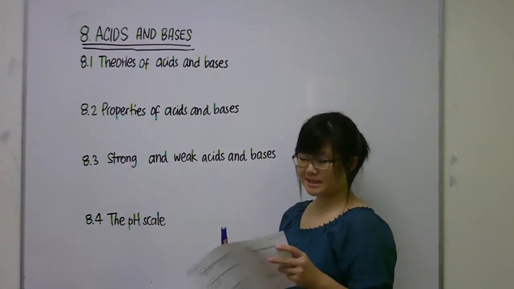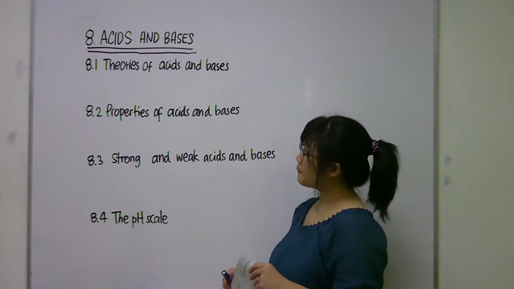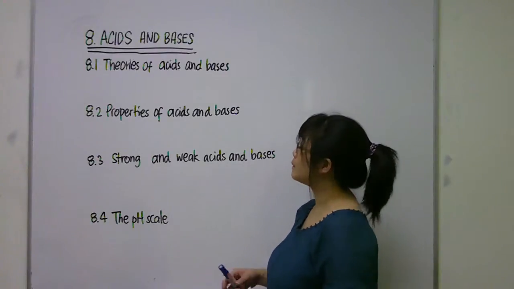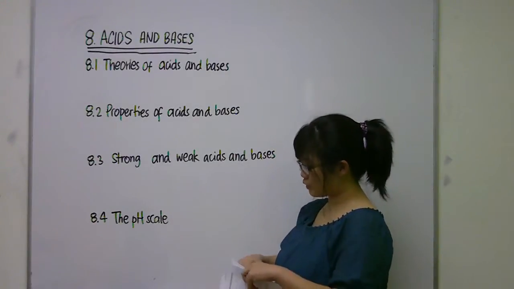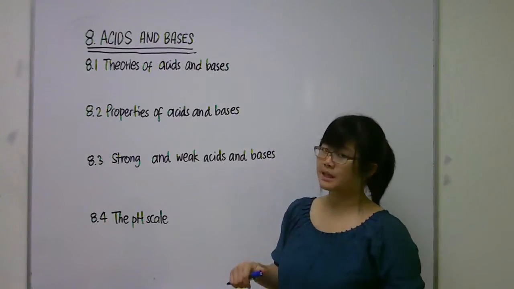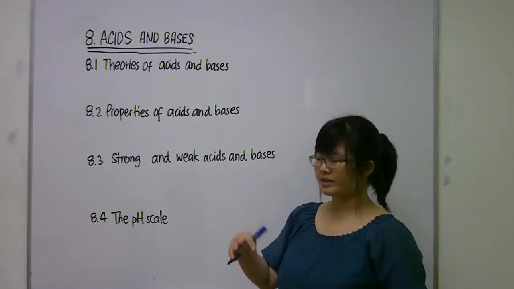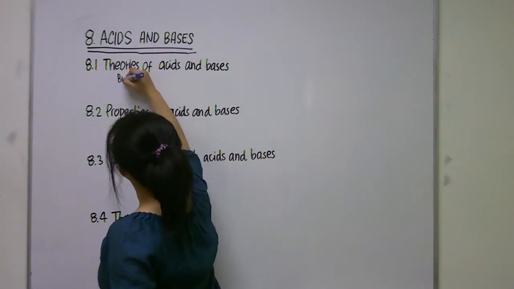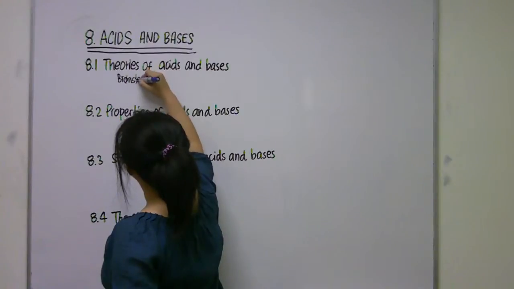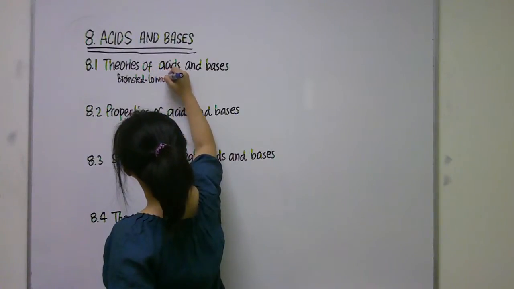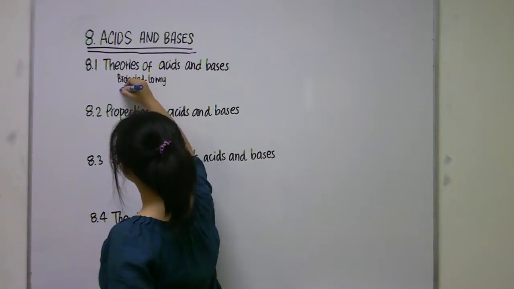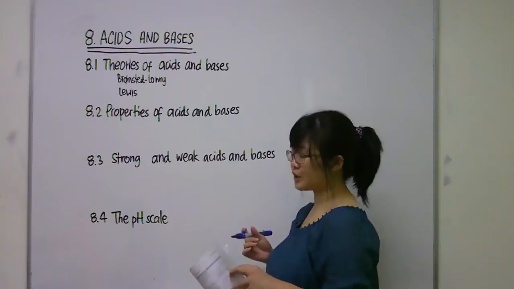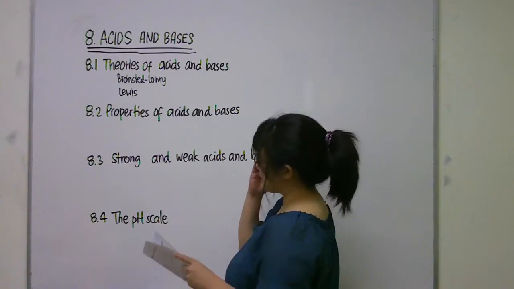Today we'll be doing acids and bases. The standard level part of acids and bases is actually very, very simple. So first you have to introduce to the students two types of acids and bases, or the definitions of acids and bases, that they need to know. One is Bronsted-Lowry acids and bases, and the other one is the Lewis definition of Lewis acids and bases.